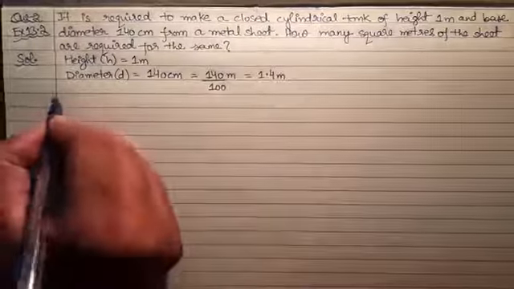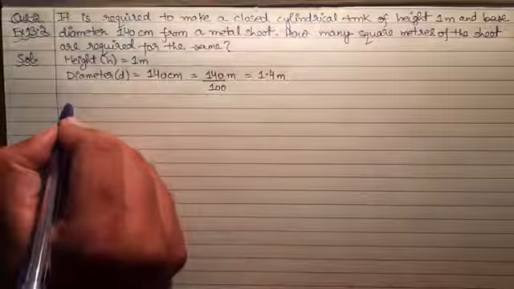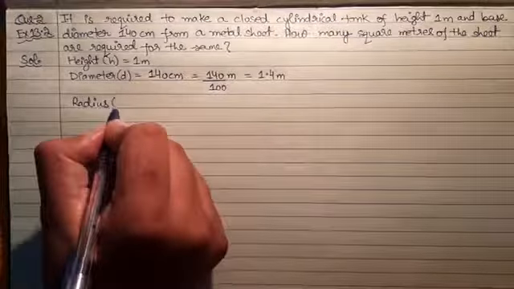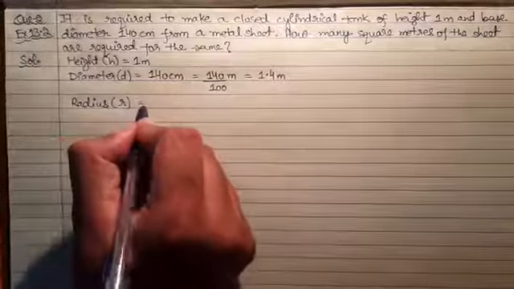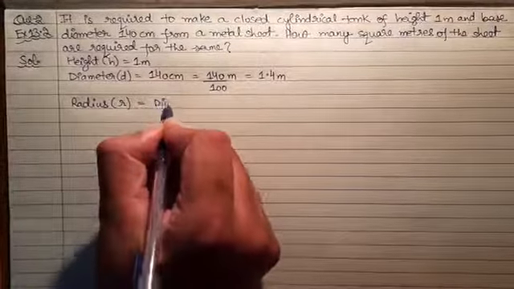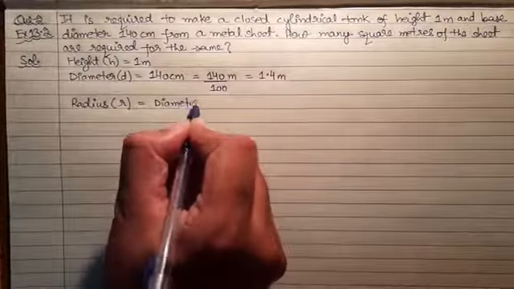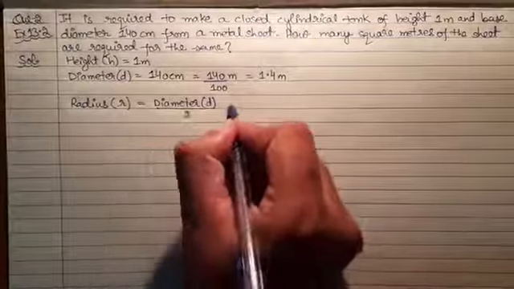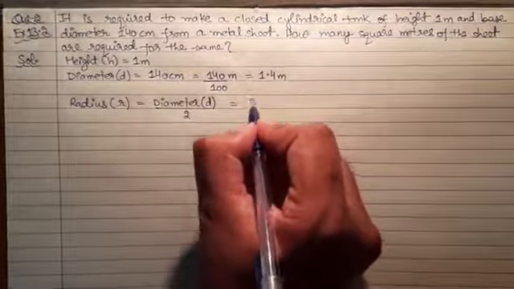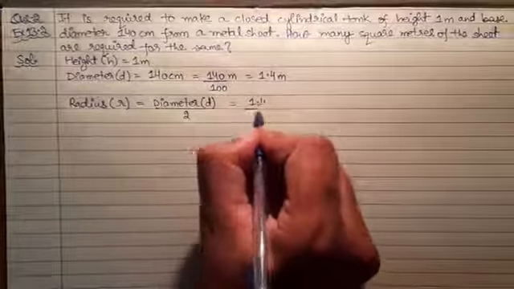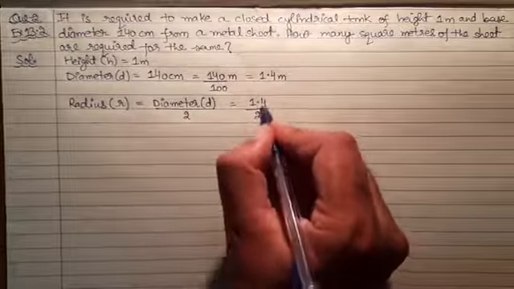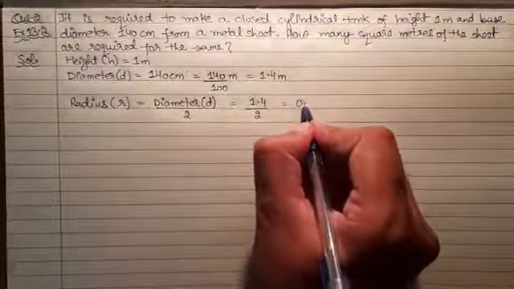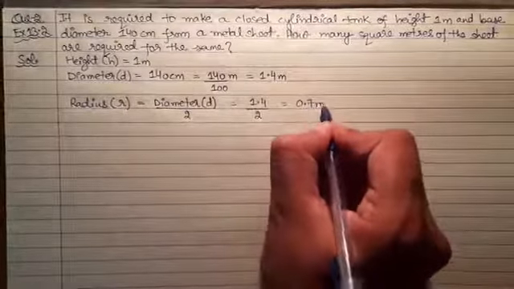Now with this diameter we can find the radius, because radius is equal to diameter divided by 2. Diameter is 1.4 divided by 2. 1.4 divided by 2 is 0.7 meter.